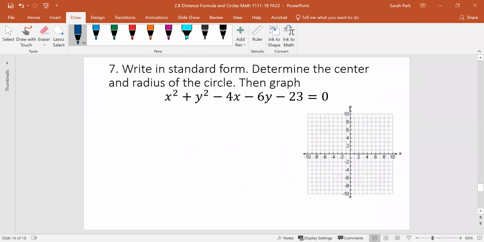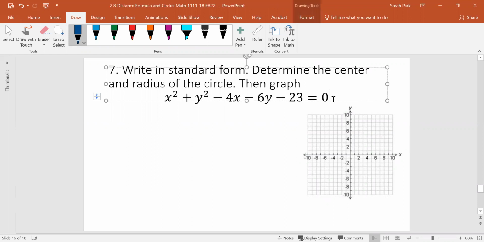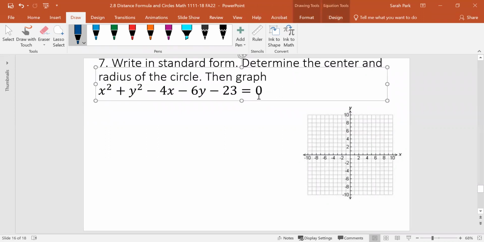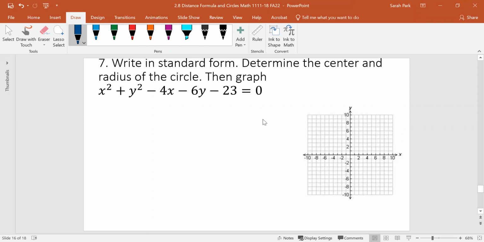Okay, so let's look at 7. Here, 7 is in general form. Let me actually move this over. We need to determine the center and radius of the circle, then graph. So we got x squared plus y squared minus 4x minus 6y minus 23 equals 0. As given, we have no idea what the center and radius are. So we're going to do some manipulation using algebra. So we force it into standard form.